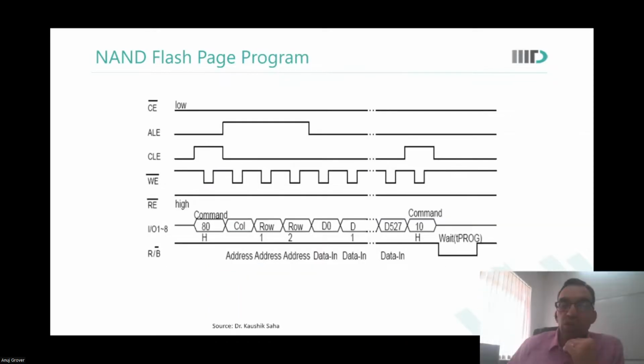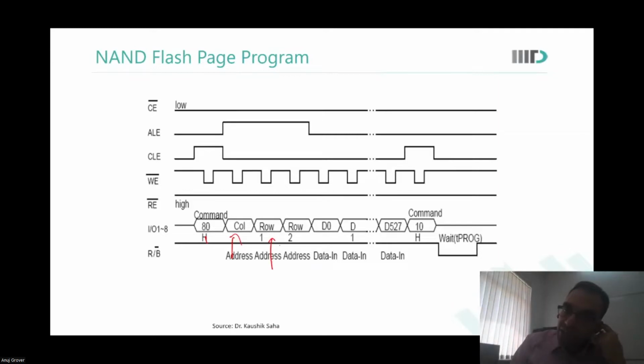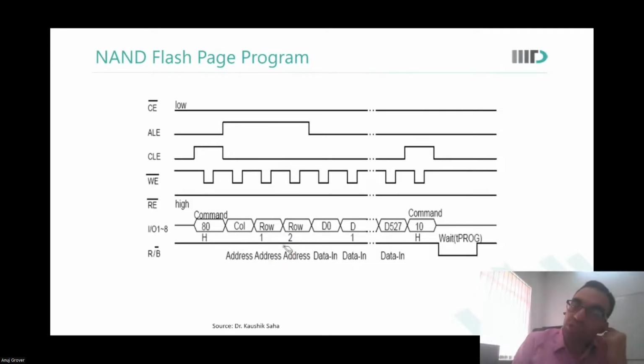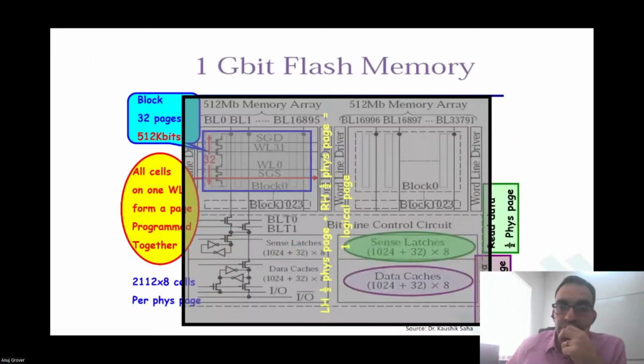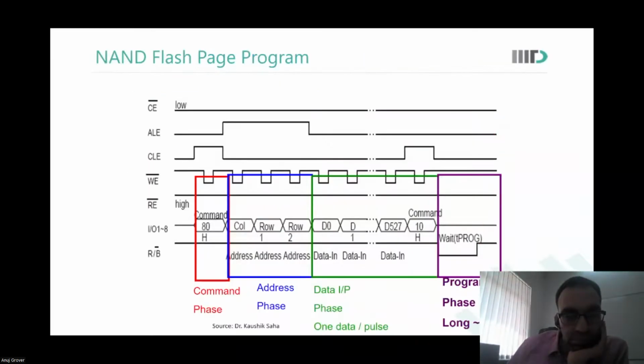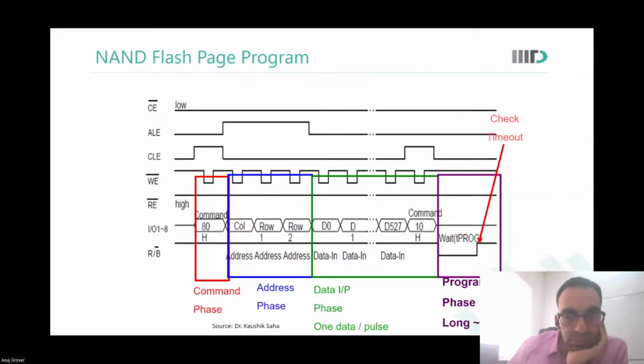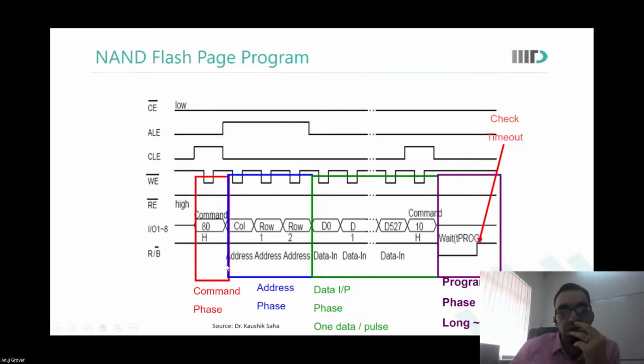Now, when I want to program, what do I need to do? I again need to give a command. I need to give a column address and the row addresses. And then I start to send my data that I want to program in the memory. Okay? So there is also a counter or something which tells us that programming is completed or not. Once it is completed, we start the next operation there.